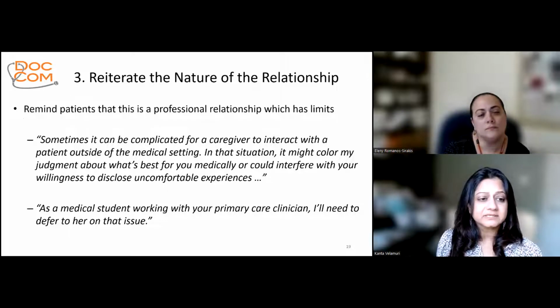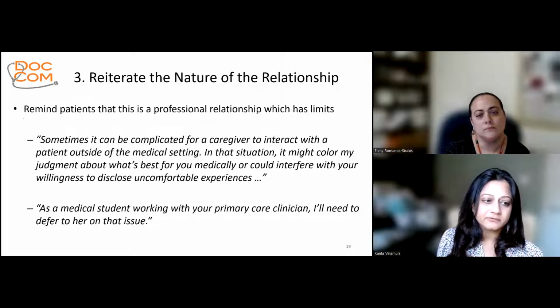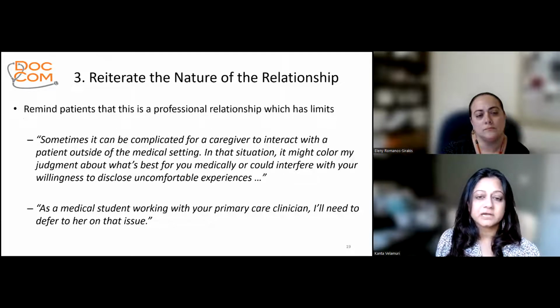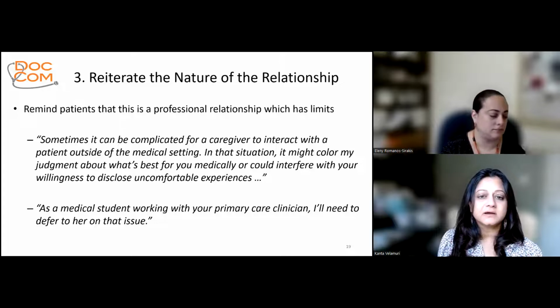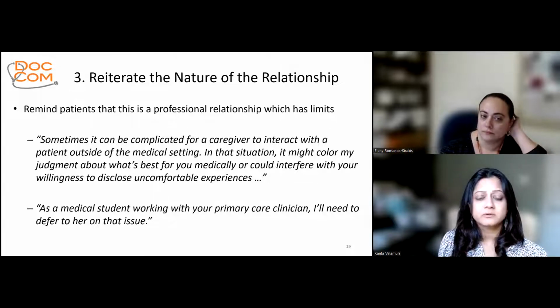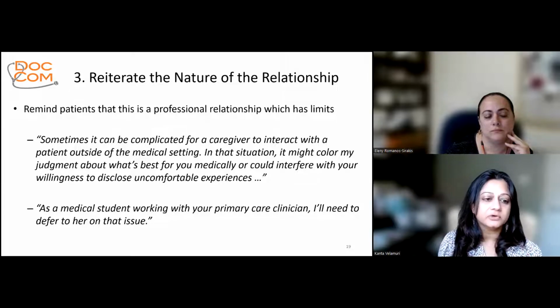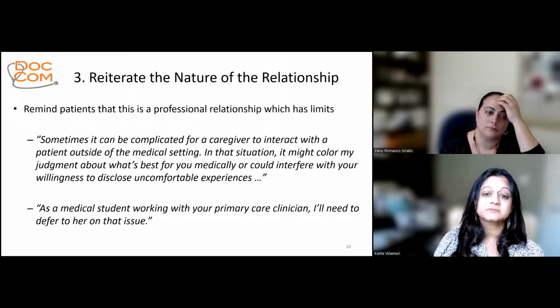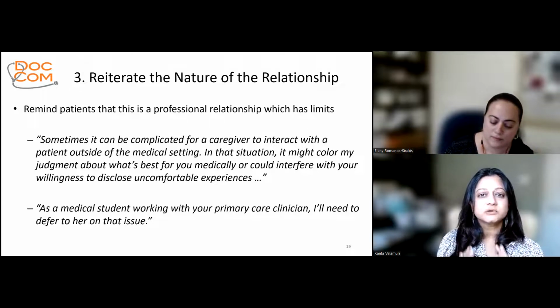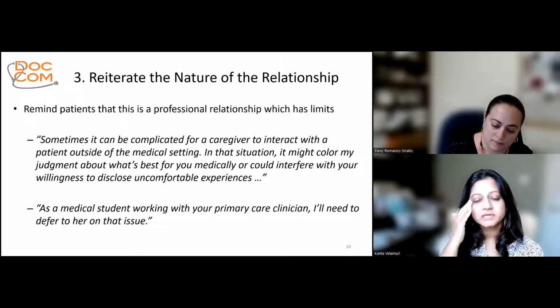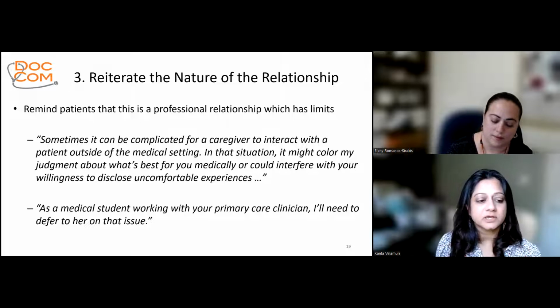So you can say things like, sometimes it can be complicated for a caregiver to interact with a patient outside of the medical setting, and it may cloud my judgment. And this could come up if a patient, for example, invites you to their birthday party or something like that. You can say that, you have this relationship, I'm a medical student, and so I cannot take this, but I will defer. So establishing where you are, what the relationship is, can help in those communications as well.